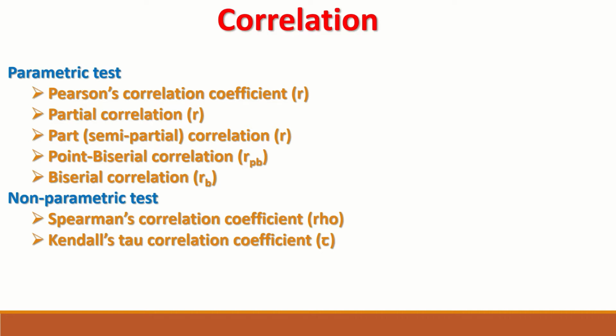Another parametric test that will be described is the partial correlation, and a third one is semi-partial correlation, and then we will look at the point-biserial correlation and then biserial correlation. For the non-parametric tests, I will describe and show you in SPSS how to do the Spearman's correlation coefficient, or the Spearman's ranked correlation coefficient, and the other one, which is the Kendall's tau correlation coefficient.